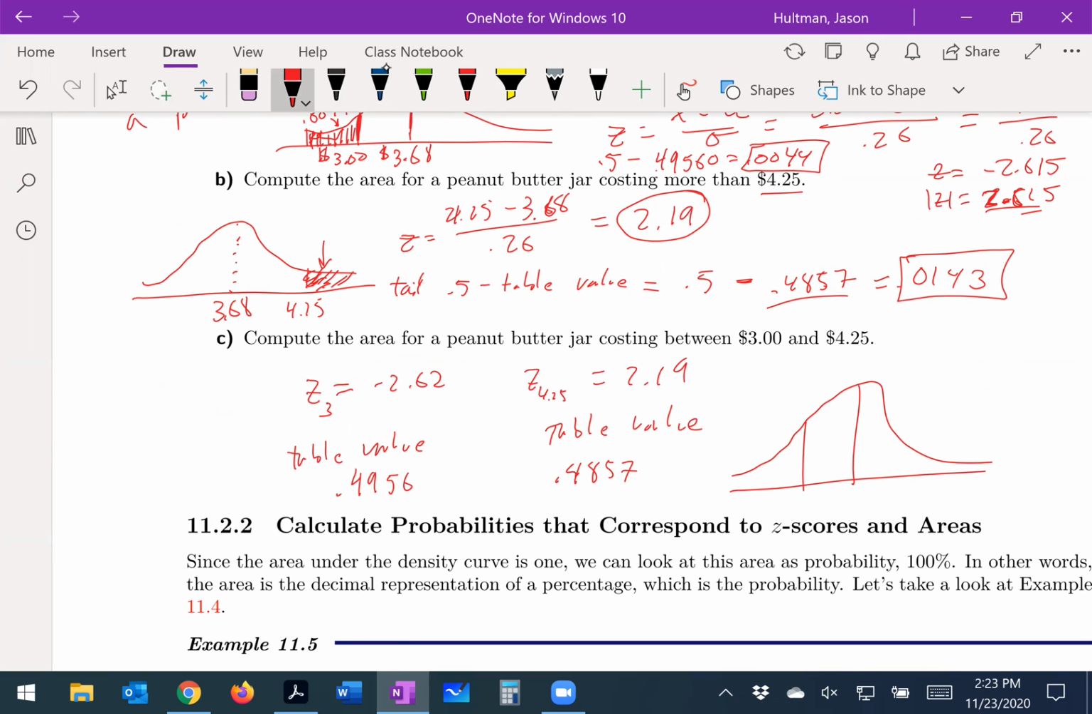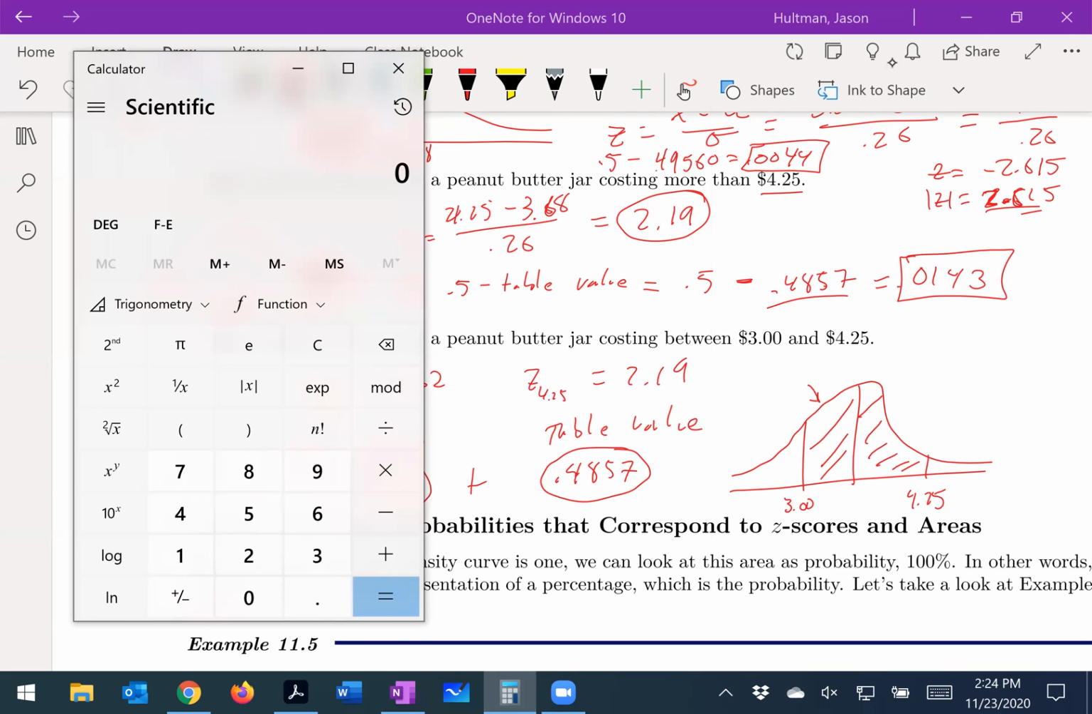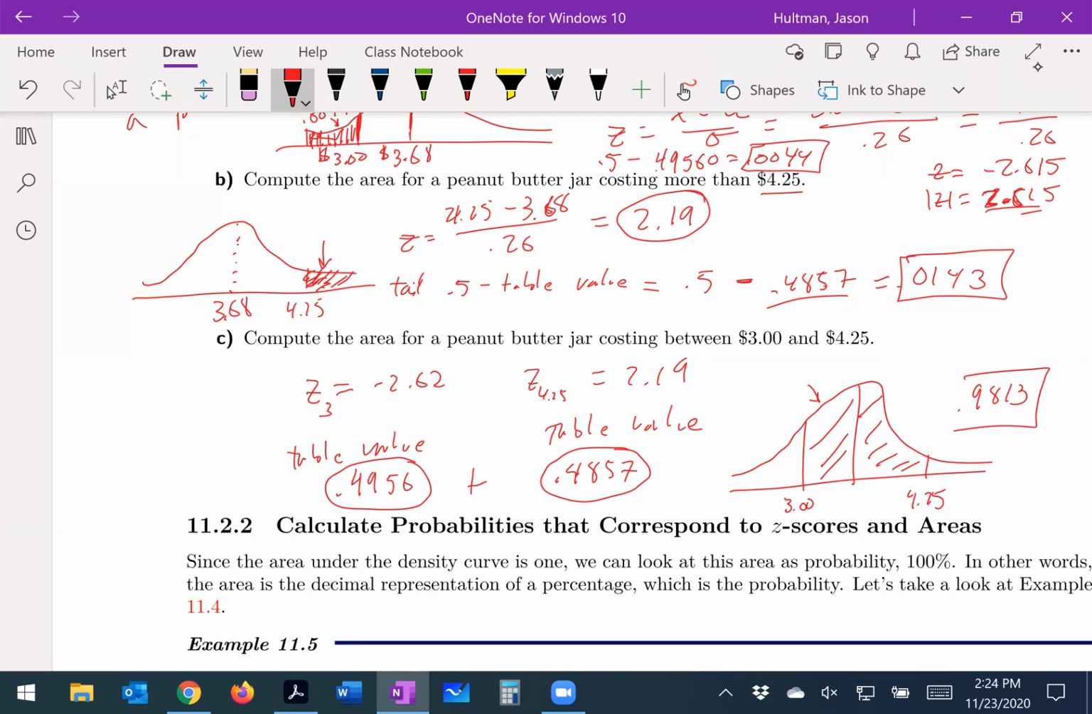So I want to know what's the area between $3 and $4.25. Well, I've got to include this area plus this area. We're always starting at the halfway mark, at the mean. To go down from the mean, that would be an area of 0.4956. To go up from the mean to 4.25, it would be an area of 0.4857. So all I'm going to do is add those numbers together: 0.4956 plus 0.4857 is 0.9813. So 0.9813 is the area under that curve.